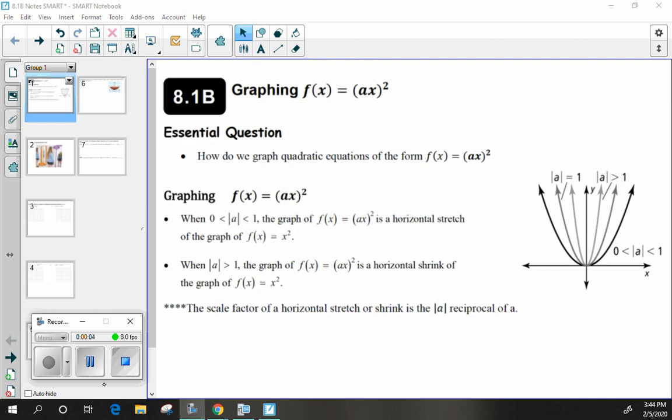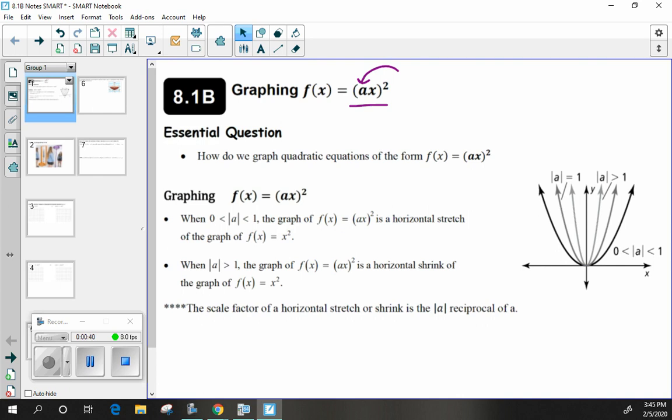Okay, so with lesson 8.1b, we are going to continue on with our quadratics. And we're going to take a look at a little bit of a different function than what we looked at yesterday. As you can see, today we have parentheses around our term, and we're squaring the entire thing. So what that means is that this a right here is being applied to the x input.